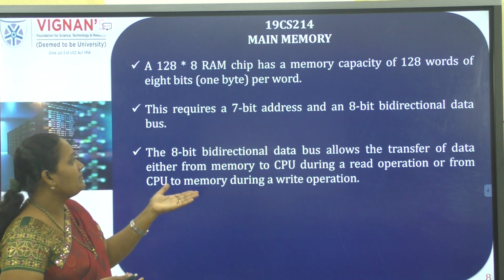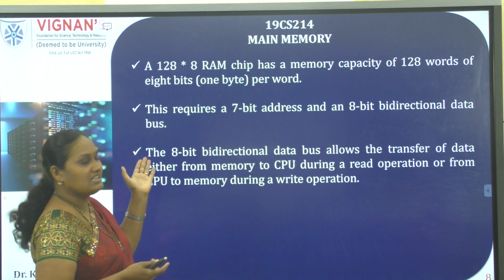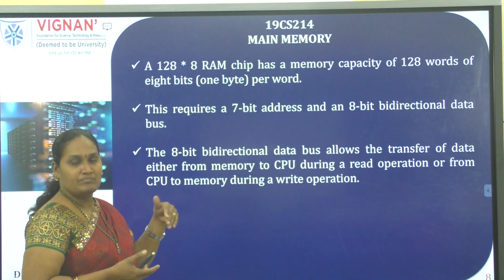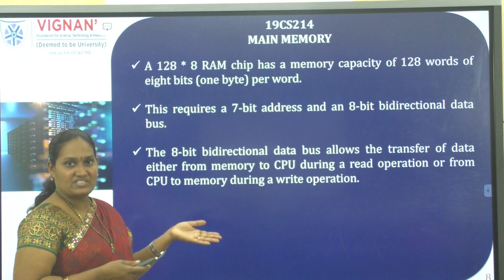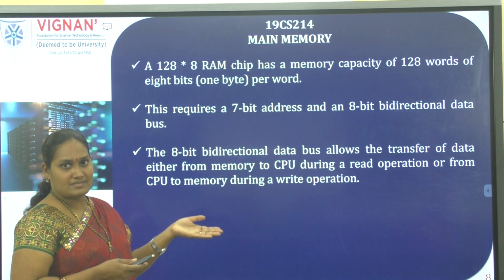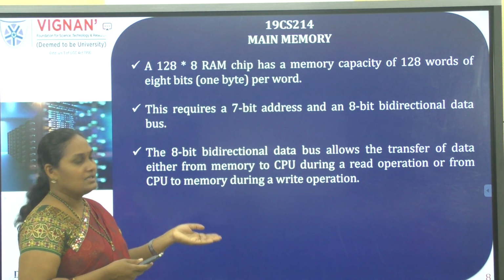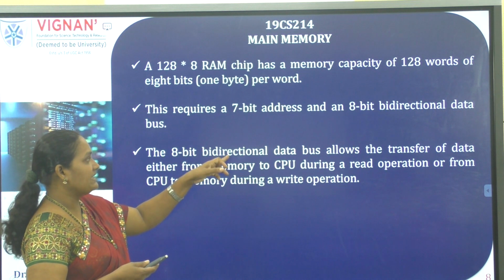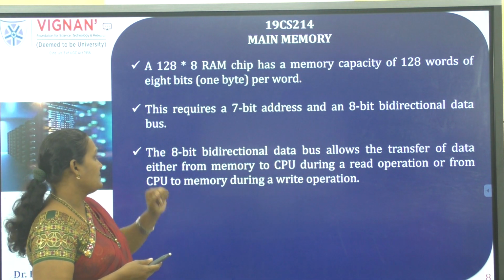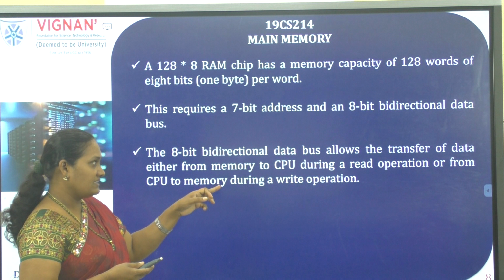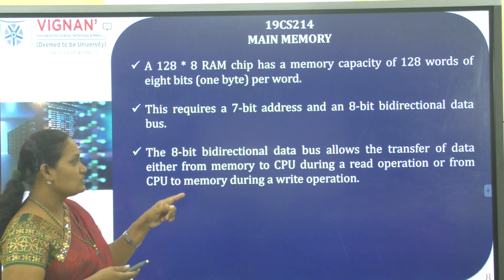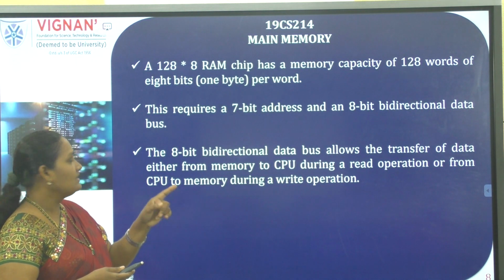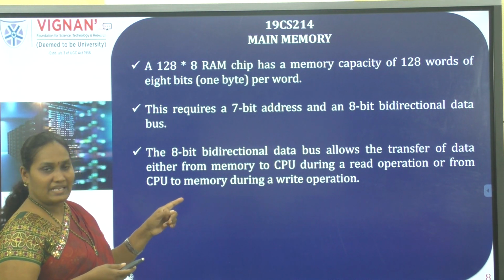This requires a 7-bit address and an 8-bit bidirectional data bus. A 7-bit address bus, since it contains 128 locations that are nothing but 2 power 7 locations. For the representation of the address of each location, it needs 7 bits. So that's why it needs a 7-bit address and an 8-bit data bus. The 8-bit bidirectional data bus allows transfer of data either from memory to CPU during a read operation or from CPU to memory during a write operation.